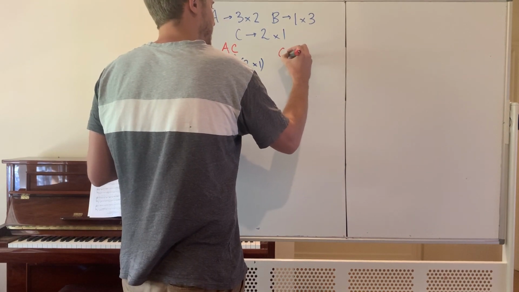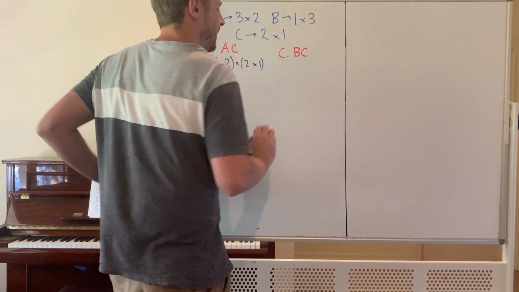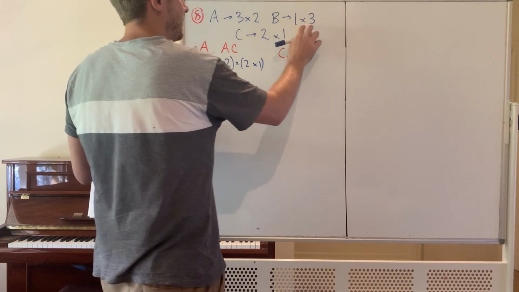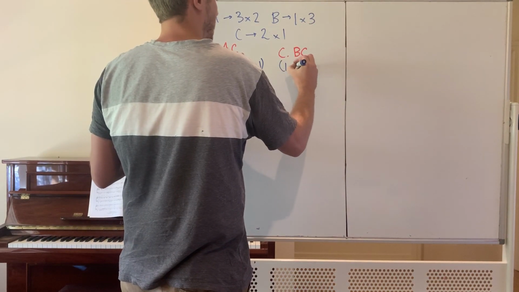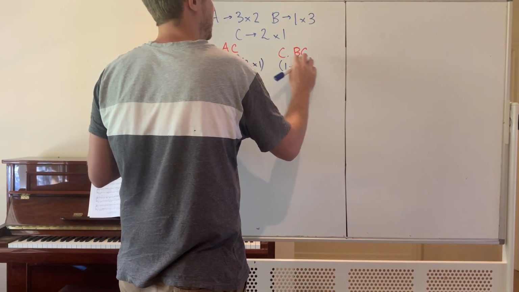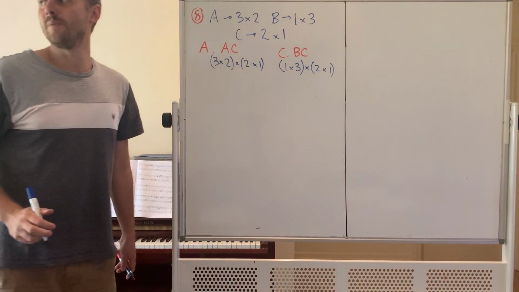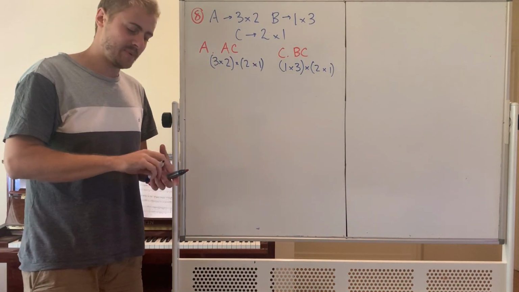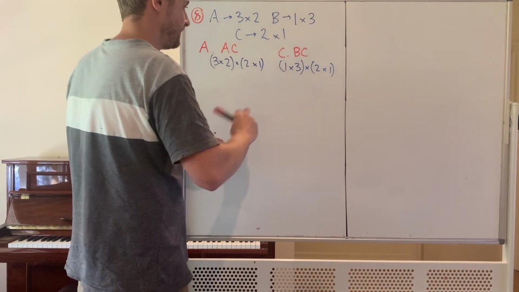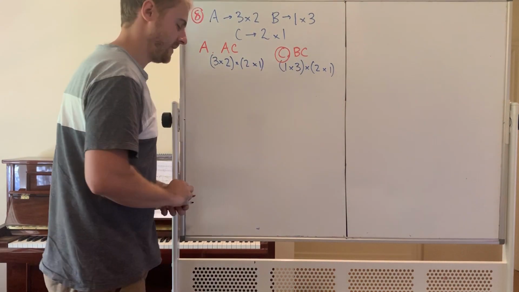I'm going to skip to the answer, which is C. So B times C, B is 1 by 3, C is 2 by 1. The two middle numbers are different, therefore that multiplication is not possible. The answer is C.